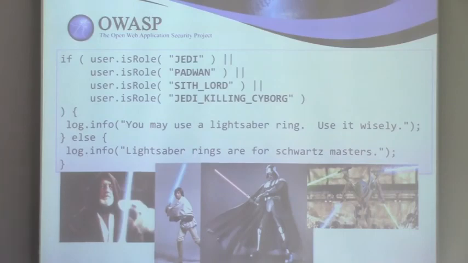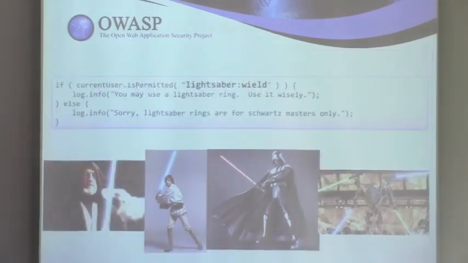Every time, oh no, now Han Solo can wield a lightsaber and open up something, a new role, and it never ends. Every time the application changes, I have to go and change this in code because I've hard-coded my policy right in the page. We have got to get away from this and move to a permission model.